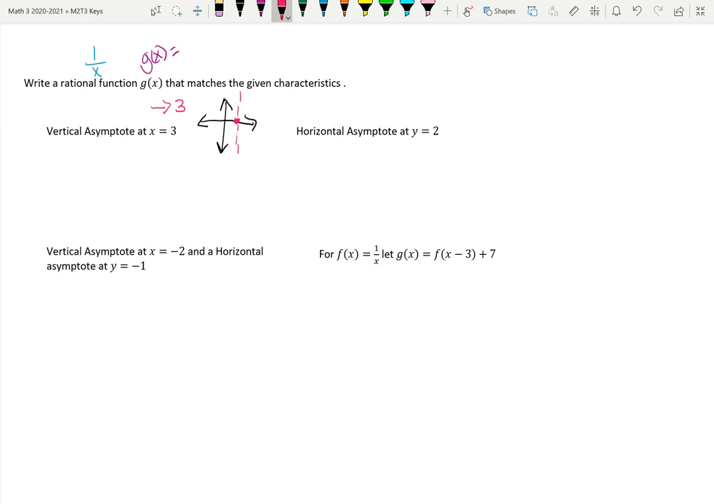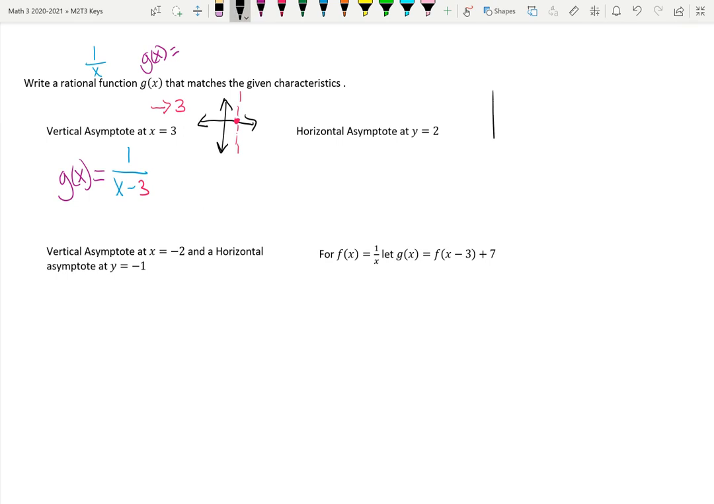Now, shifting it to the right means that I'm going to be affecting the x. So it's going to be x, 3 units to the right, will be like so. The last part is to make sure that I write my equation in function form.